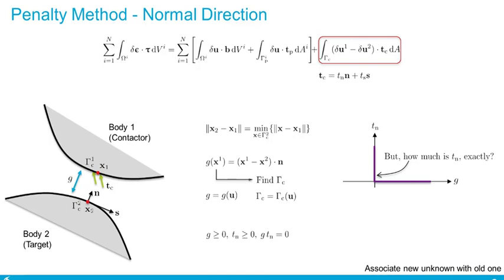Now we're going to talk about the penalty method. In the penalty method, we associate the new unknown, which is our tau n, in the normal direction, with the old one, which is our displacement solution. Here it is related to our gap function g. So in the normal direction, we try to associate tau n as a function of g, our opening.